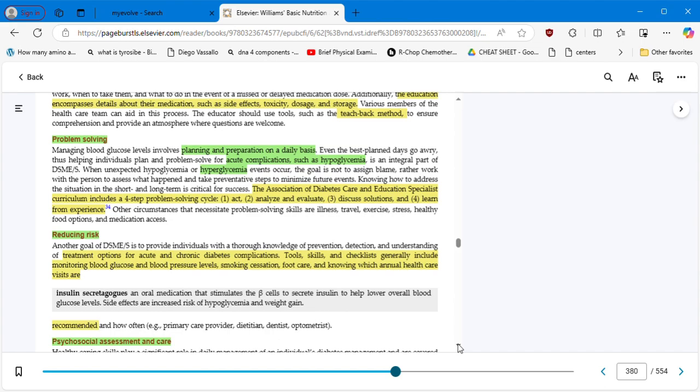Problem solving, planning, and preparation on a daily basis is crucial. Planning is crucial. So I am sitting here, let's say on Sunday, and I'm going to write down all the different menus I'm going to have this week. So I'm going to do my shopping based on the list. So whenever you are at home and you feel like you want to eat something, you are not going to find it.